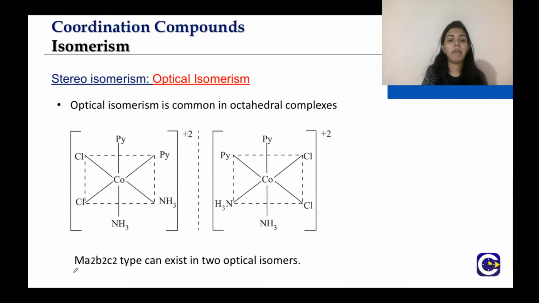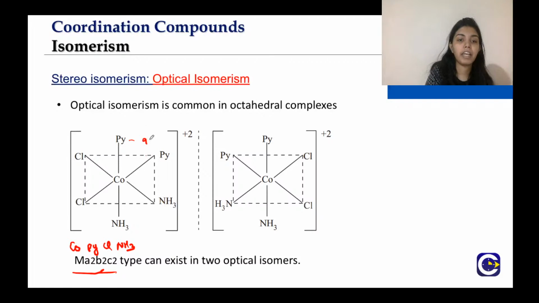Now next is the Ma2B2C2 type complex, right? So here if you draw the mirror image, Ma2B2C2, here cobalt is M, A2 is pyridine, let us say, B2 is Cl, and C2 is NH3, right? So we have drawn the octahedral complex like this. Now here you can see that pyridine and pyridine are 90 degrees to each other, Cl and Cl are 90 degrees to each other, and ammonia and ammonia are 90 degrees to each other. That means it is a cis type of complex, right? This is a cis type of complex.